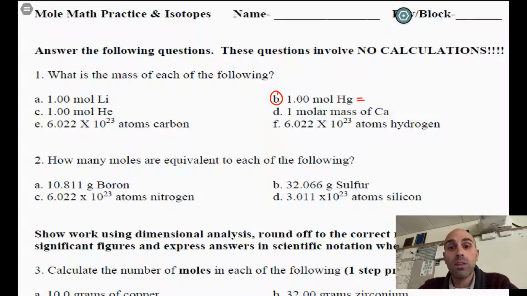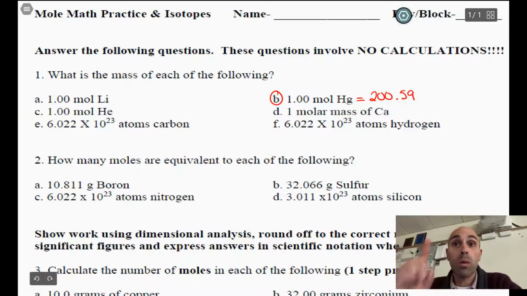The point of question number 1 is to find the mass. Now when we're talking about mass, we're talking about molar mass. So take a look at the periodic table and see what you can find with regard to mercury, Hg. All right, so the mass you should have found is 200.59 grams. That is per 1 mole of mercury, taken right from the periodic table.